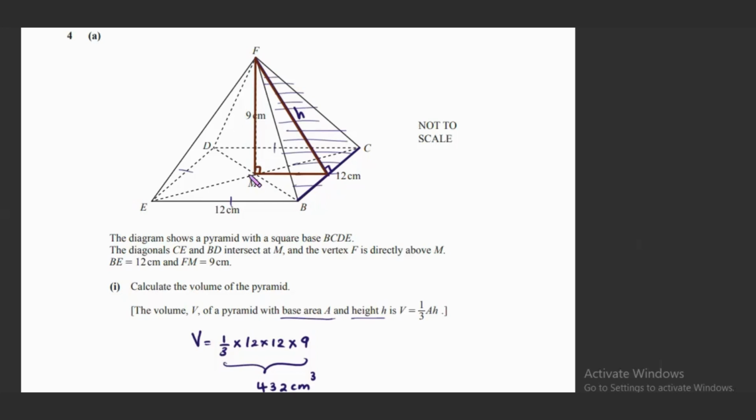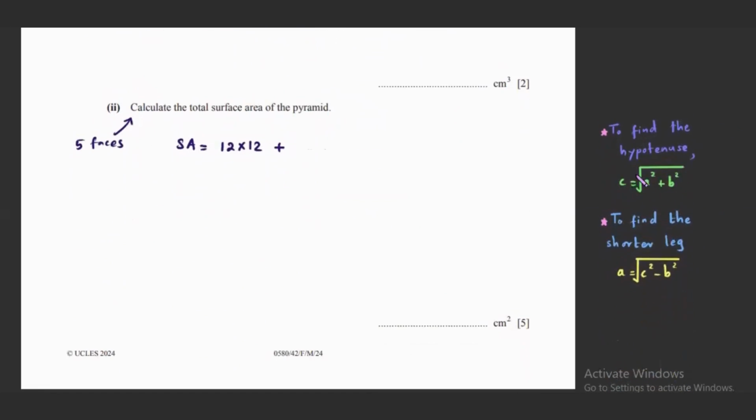To find that, M to this point is going to be half of 12, so this is going to be 6. I can apply Pythagoras' theorem and find this hypotenuse, because this h is the hypotenuse for this triangle. So I need to square these two, add them together and square root it to calculate the hypotenuse. So the two sides are 9 and 6. So I need to square them, add them together and square root it to calculate the height.